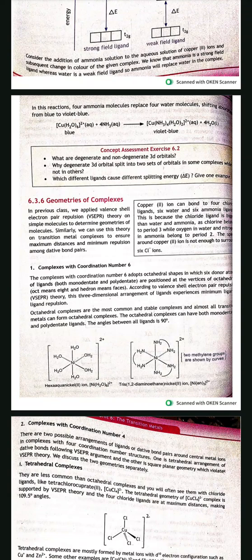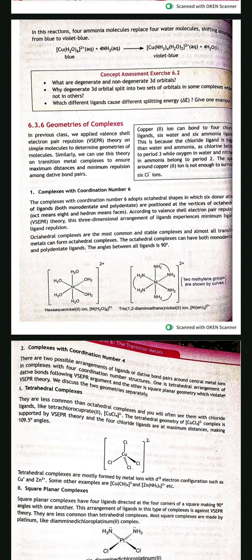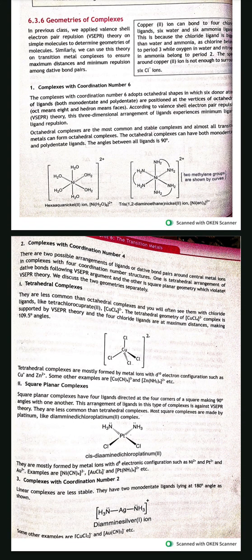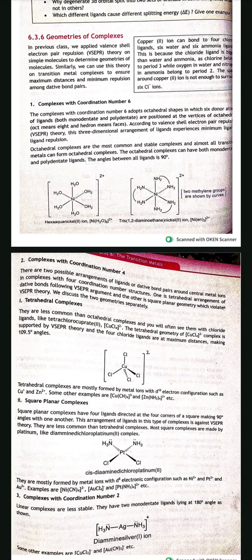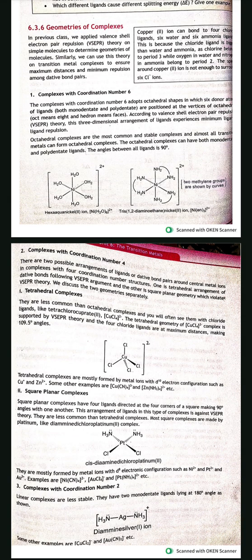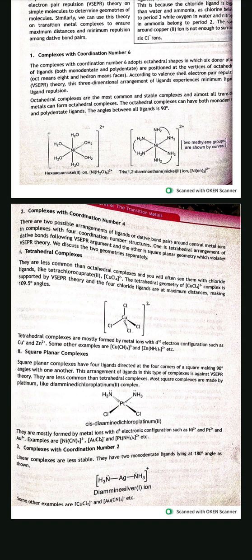So ammonia will replace water in the complex. In these reactions, 4 ammonia molecules replace 4 water molecules, shifting absorption from blue to violet blue. So there are basically 6 water molecules, but 4 ammonia will replace the 4 water molecules, and there is a color change as well. Now we have the geometries of complexes. In the previous class, we applied valence shell electron pair repulsion theory, VSEPR theory, on the simple molecules to determine their geometries.